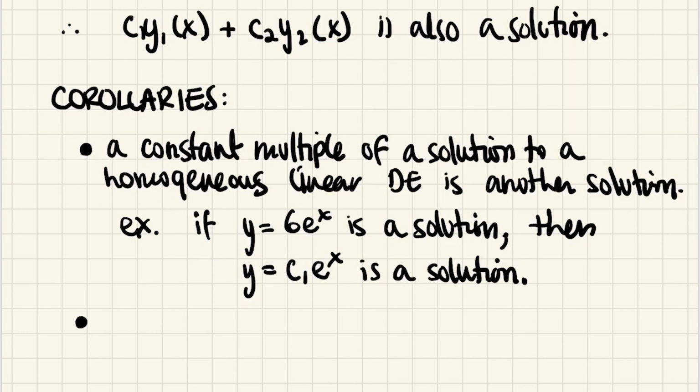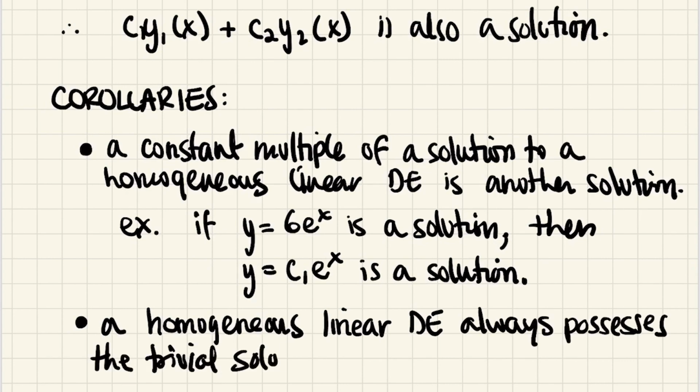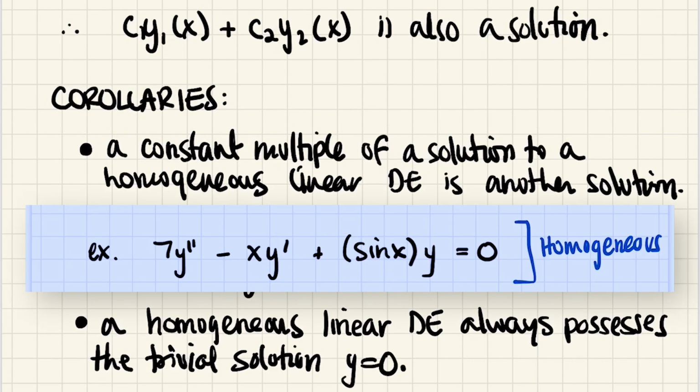And another corollary is that y equals 0, called the trivial solution, is always a solution to a homogeneous linear differential equation. If you look at the form of a homogeneous linear differential equation, you don't even need this much machinery to convince yourself that y equals 0 is necessarily going to be a solution, because all the derivatives of y equals 0 are themselves 0. So the whole left-hand side of a homogeneous linear differential equation just zeroes out. Of course, that equals 0 on the right. So there we are.